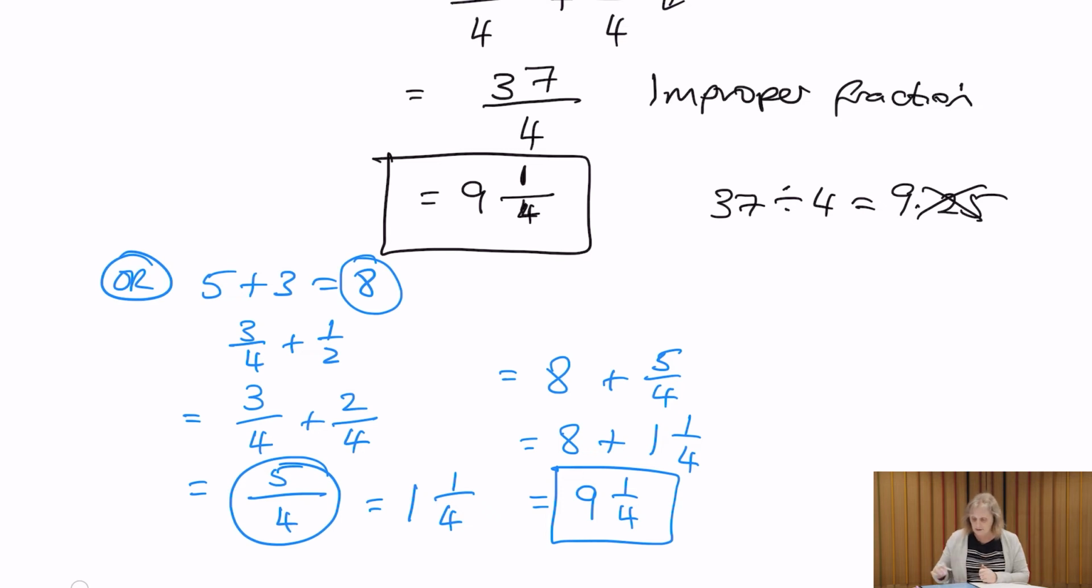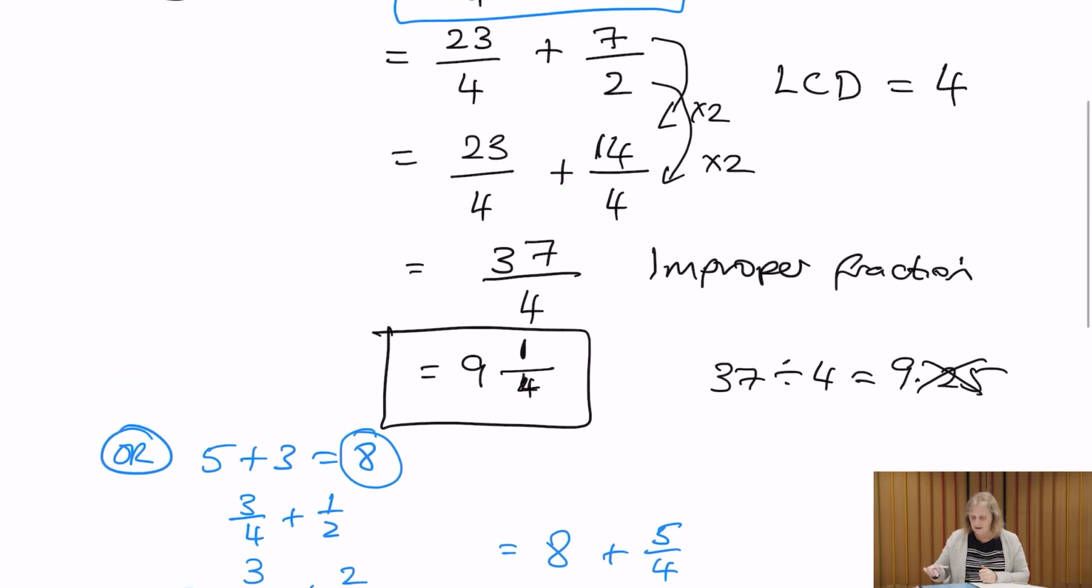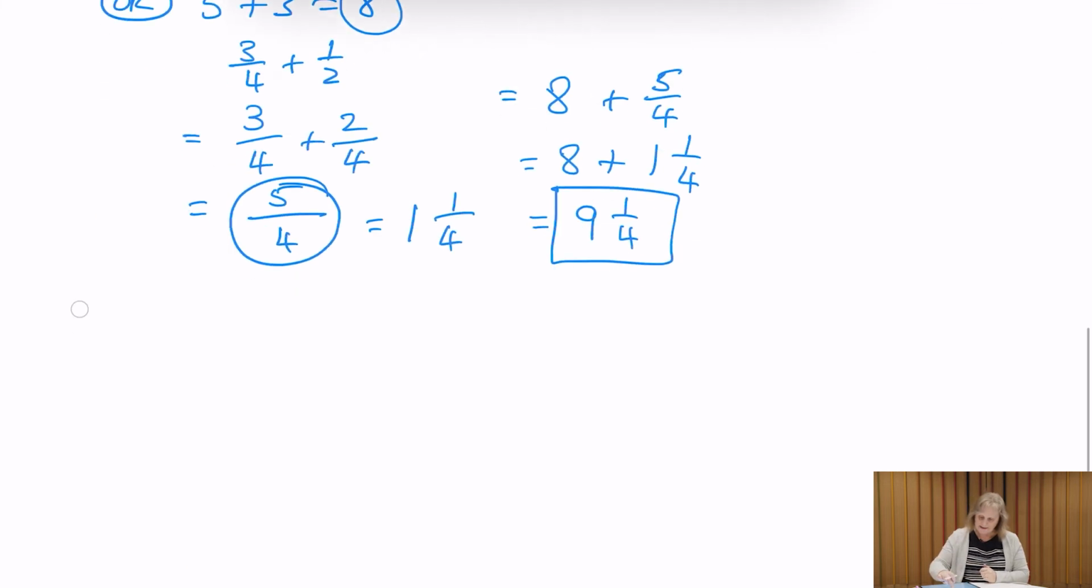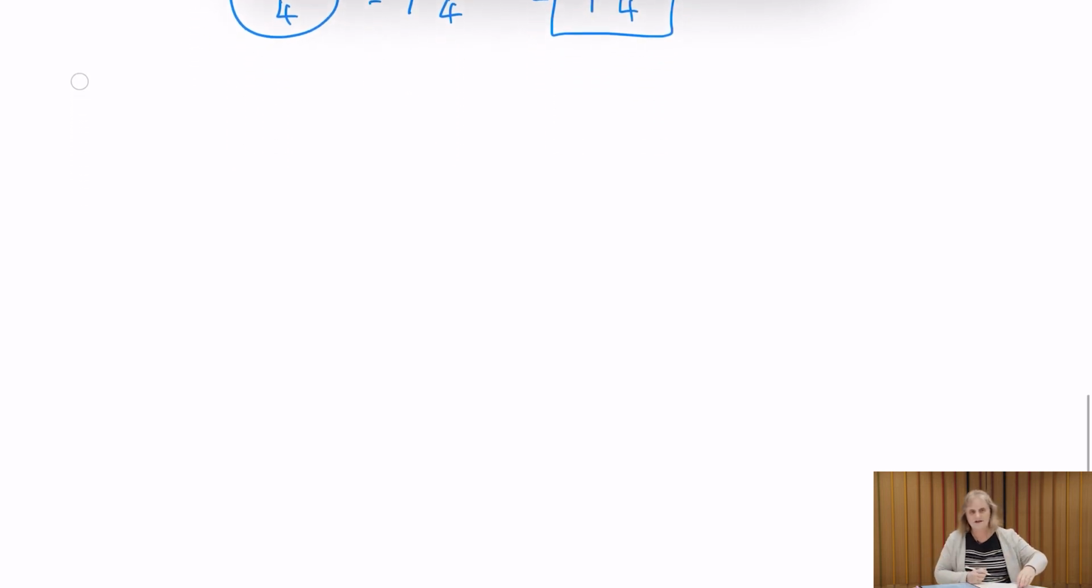But I would highly recommend that whenever we have mixed numbers in the question, we just change those to improper fractions and follow through, and then give our answer as the mixed number at the end, as opposed to the second method I mentioned about splitting it up. Okay, so that's adding fractions.